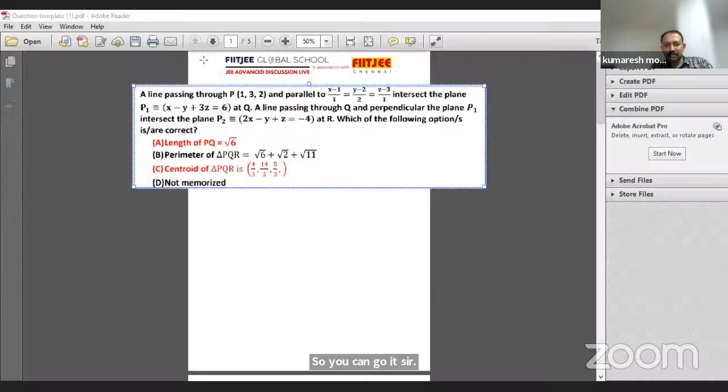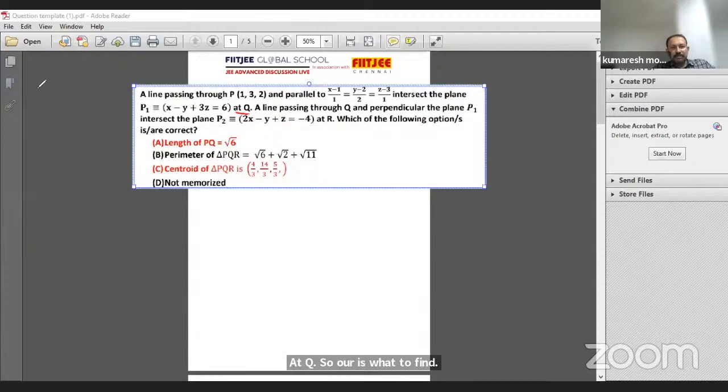Good evening, all of you again. So this is one more problem from that 3-dimension geometry. This also we can say is almost NCERT level only. The problem says a line passing through a point P and parallel to a line (x minus 1) by 1 equal to (y minus 2) by 2 equal to (z minus 3) by 1 intersects the plane P1 at Q. So our aim is to find the point Q.